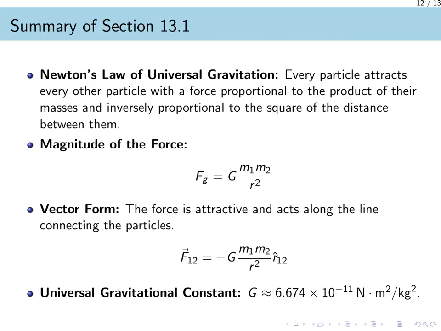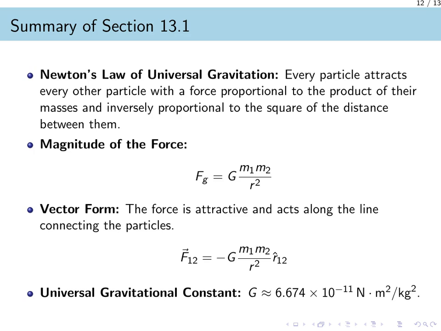Let us summarize the key features of Newton's law of universal gravitation. The fundamental idea is that every particle with mass in the universe attracts every other particle. The magnitude of this force, F sub g, is given by the equation G times the product of the masses, m1 and m2, all divided by the square of the distance, r, between them. This relationship is often called an inverse square law.